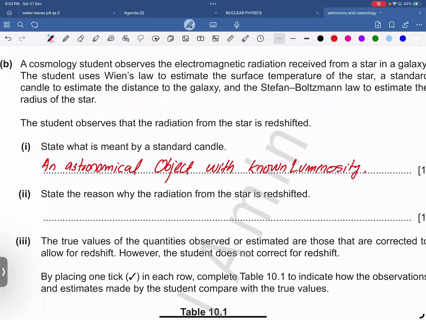State the reason why the radiation from the star is redshifted: it's moving away from us.